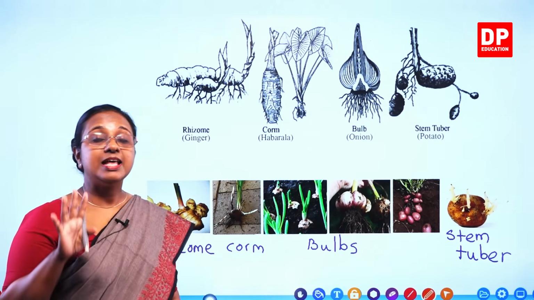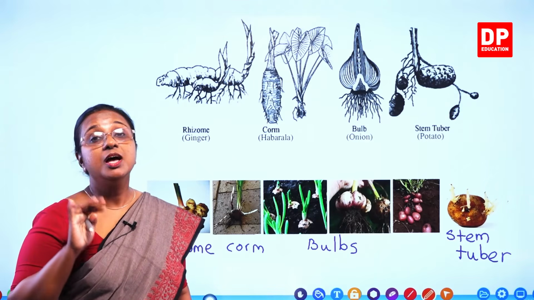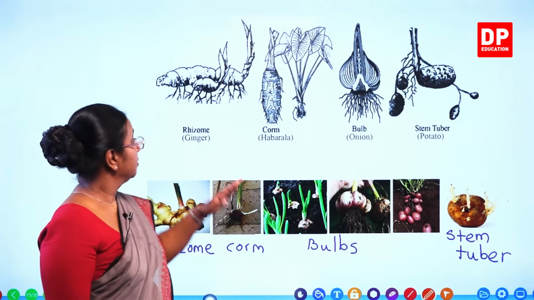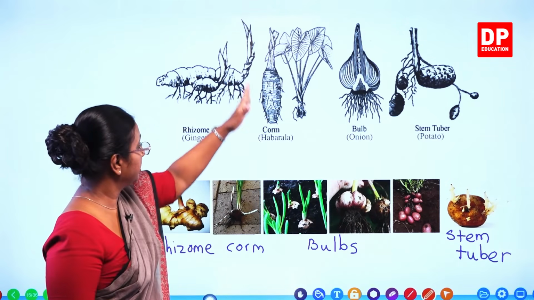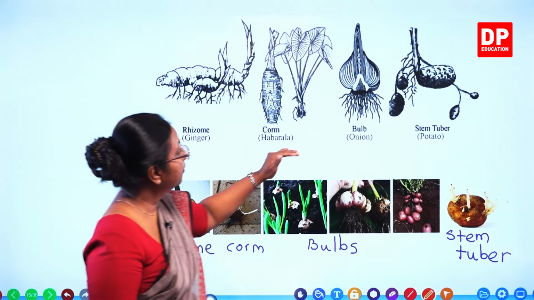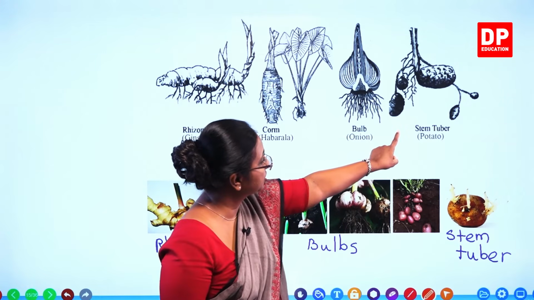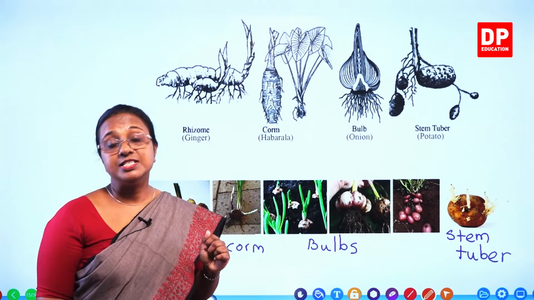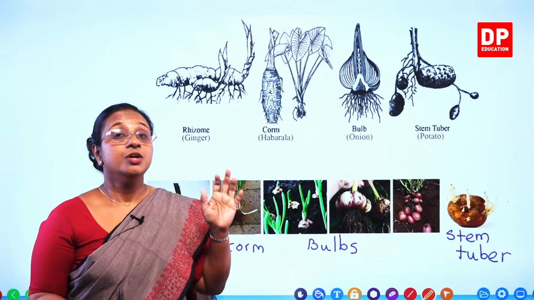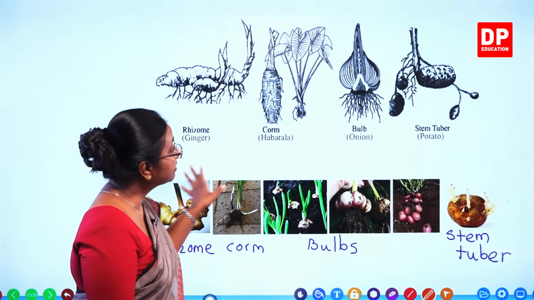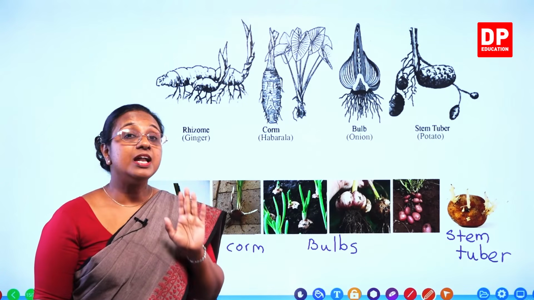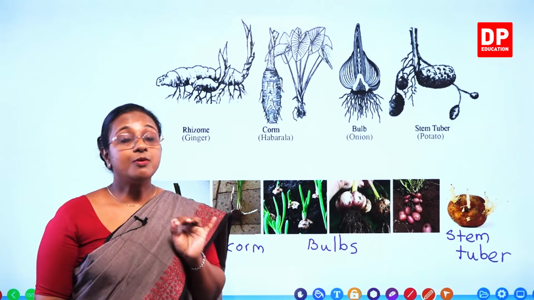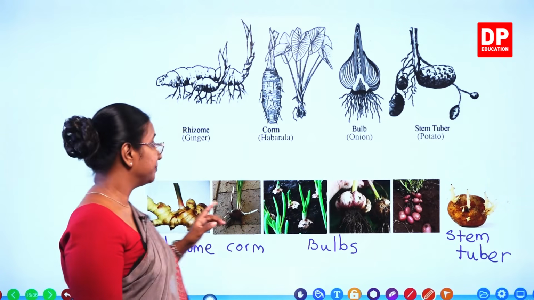Now can you all understand the 4 different types of underground stems? They have different structures. The rhizome grows horizontally, the corm grows vertically, whereas the bulb has this particular structure, and the stem tuber is usually for food storage and vegetative reproduction. So with that, students, we have discussed all the different types of natural vegetative reproduction seen in plants. Now I will move on to the next slide.